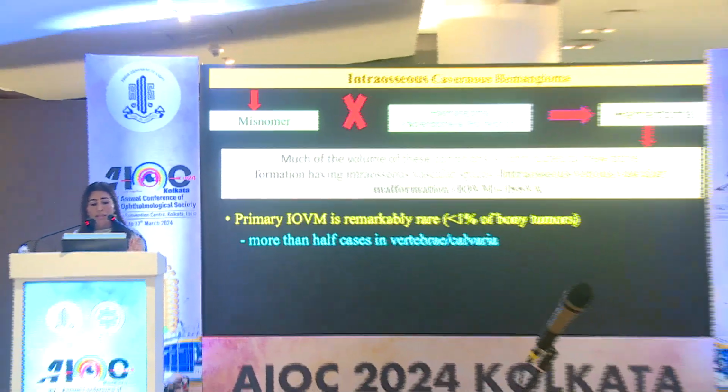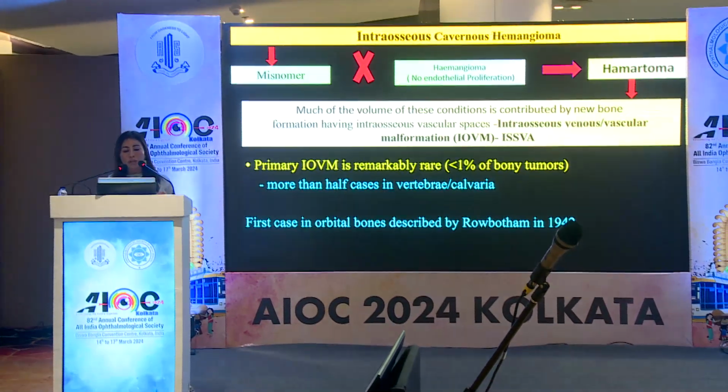I'll be speaking about a very interesting tumor. When we talk about this tumor, my question is: is it actually a tumor or a misnomer? I feel it is more of a misnomer because we do not see any endothelial proliferation, and hence I feel it is more of a hematoma. As per the ISSVA classification, it still stands that it shows no endothelial proliferation, so it should be more of a hematoma. This primary intraosseous vascular malformation is rare, and it usually involves a long bone.